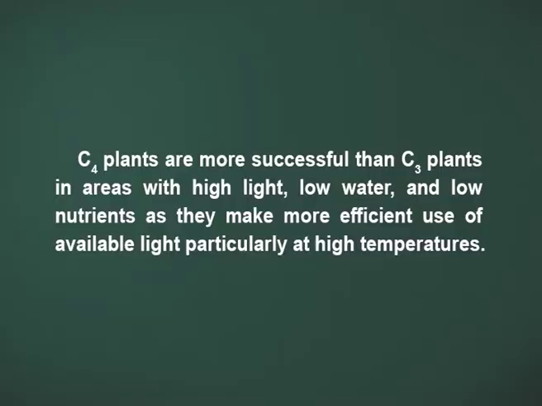Let us now see the comparison of C3 and C4 cycle. C4 improves photosynthetic performance by forcing carbon dioxide into the standard C3 photosynthetic apparatus. The carbon dioxide concentration mechanism of C4 plants suppresses the oxygenation reaction by Rubisco and the subsequent energy wasteful photorespiratory pathway. C4 plants are more successful than C3 plants in areas with high light, low water and low nutrients as they make more efficient use of available light, particularly at high temperatures.